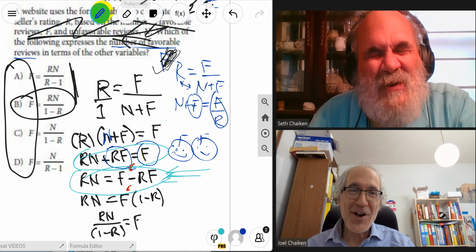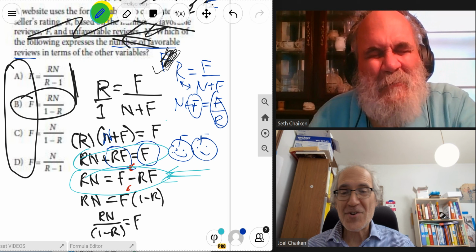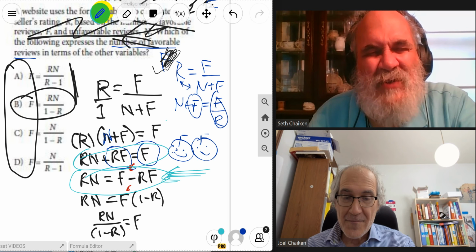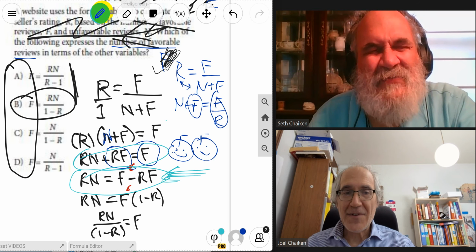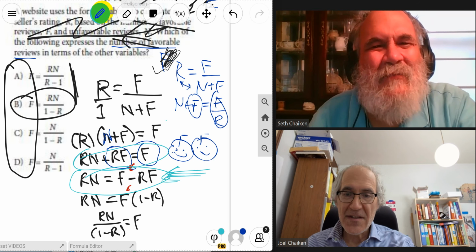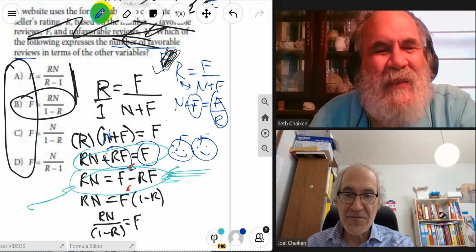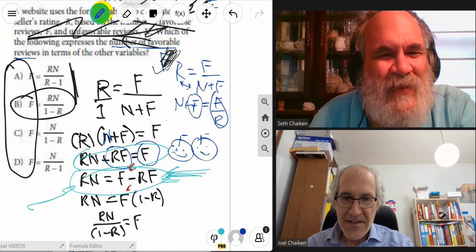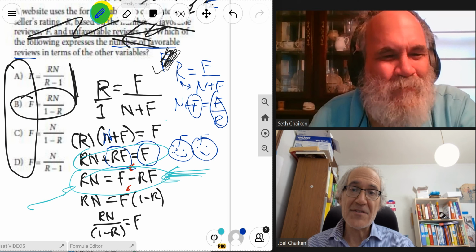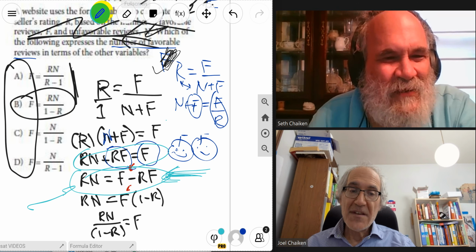Seth, what do you say? The word undistribute. Sure, you can undistribute. It means factoring. Undistributing is a kind of factoring. So that's sort of the key to this problem. If you don't remember how to factor this F out, you're going to have a problem solving this equation. All right. Okay, that's it.